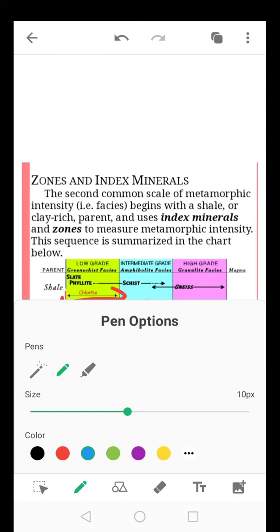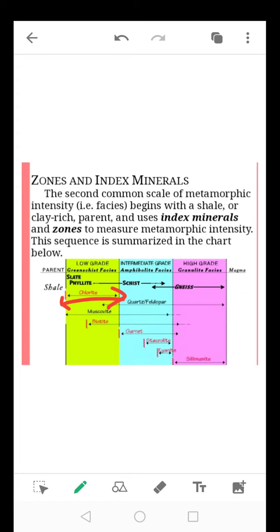Even the muscovite, you can see that the muscovite covers the intermediate into the low grade. So even the muscovite is part and parcel of the low grade, and a little bit, we can say 50 or 60%, of biotite. So these are the minerals in the low grade.